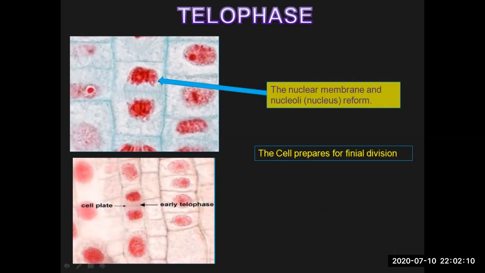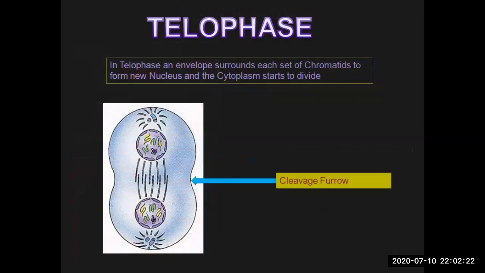Telophase. It is the fourth and last phase of mitosis, in which the nuclear membrane and nucleolus reform. The cell prepares itself for final division. In telophase, an envelope surrounds each set of chromatids to form a new nucleus and the cytoplasm starts to divide. In animal cells, cleavage furrow formation occurs, and in plant cells, cell plate formation takes place.